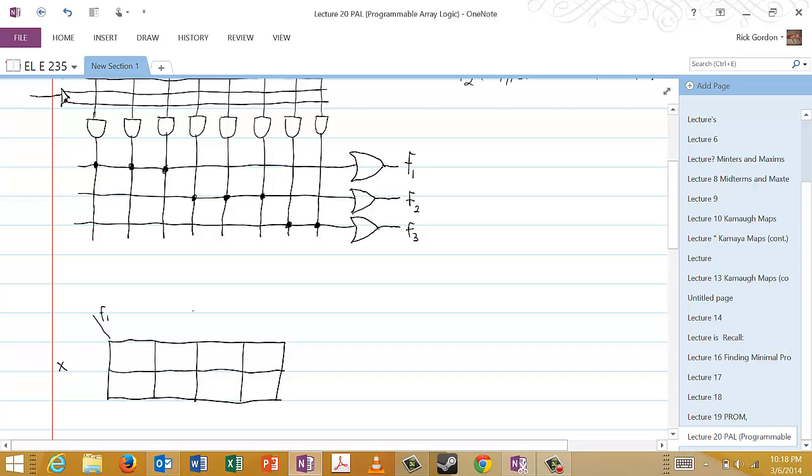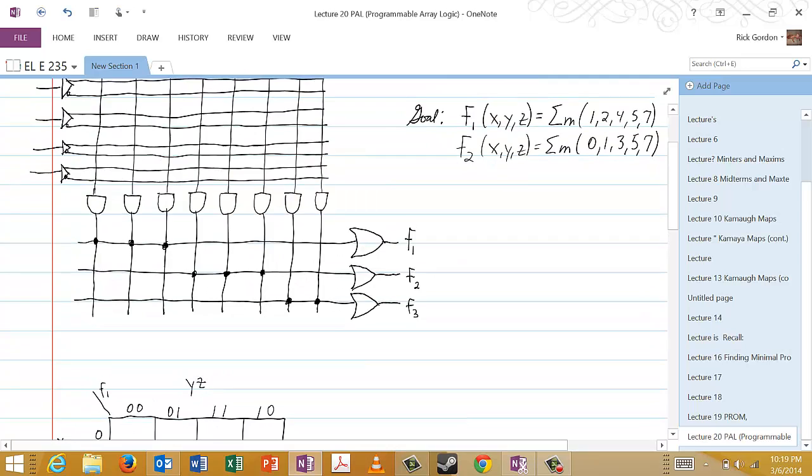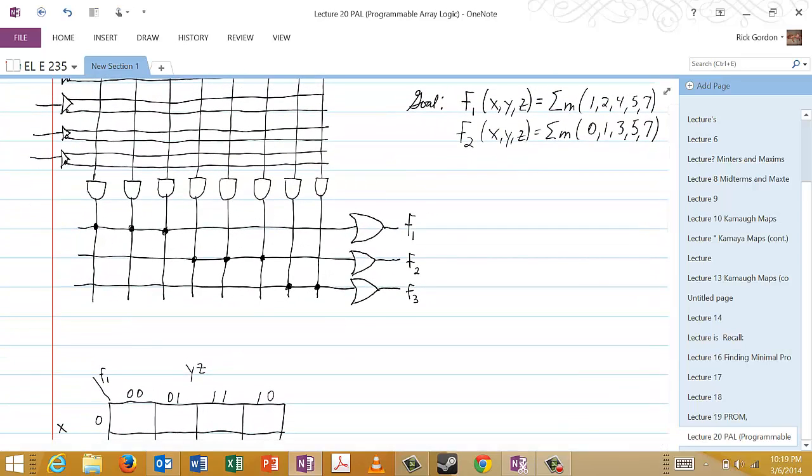So F1 is a function of the variables x, y, and z. We put x on the vertical axis and y and z on the horizontal axis, and number the Karnaugh map in the usual way. And then we remind ourselves that F1 is the sum of the minterms 1, 2, 4, 5, and 7.